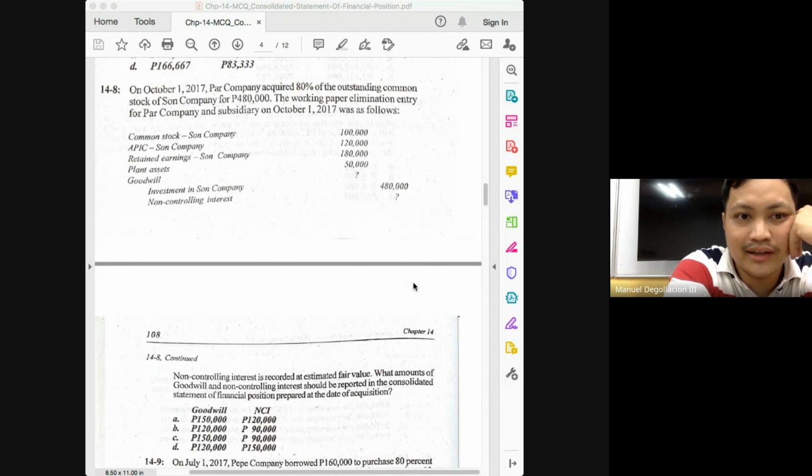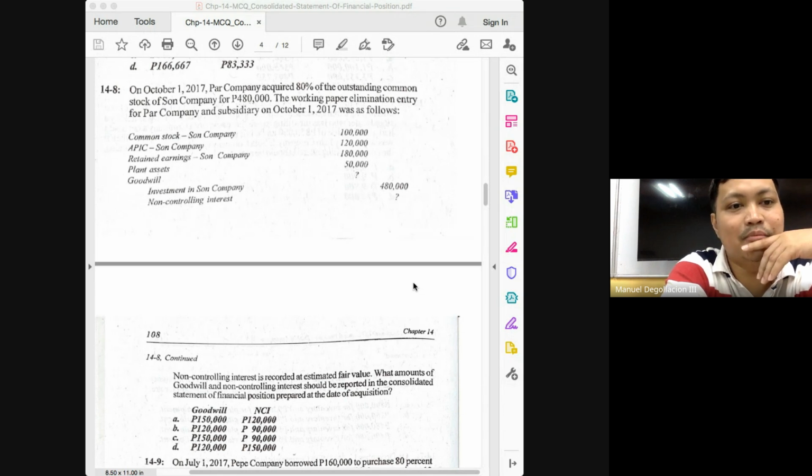How do we get our net assets, class? You can get the net assets by looking at the equity that were eliminated, class. Why are we eliminating these equity accounts? Because these are the equity accounts of the acquiree or the subsidiary.